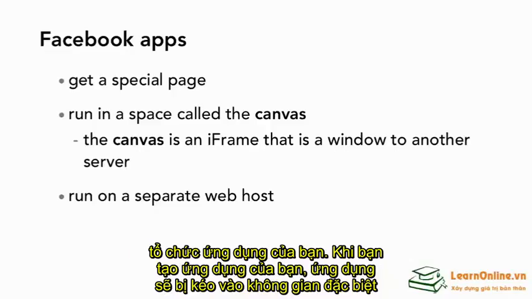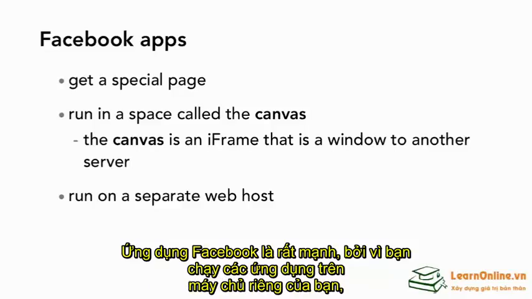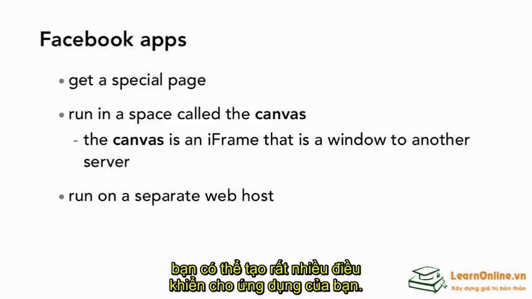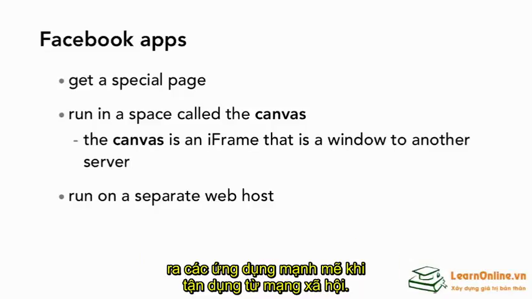When you create your app, the app will be drawn into that special space on Facebook's app page called the canvas. Facebook applications are very powerful. Because you run the application on your own server, you have a lot of control over what your application does. Facebook gives you access to the social connections and user information you need to create powerful applications that leverage the social network.